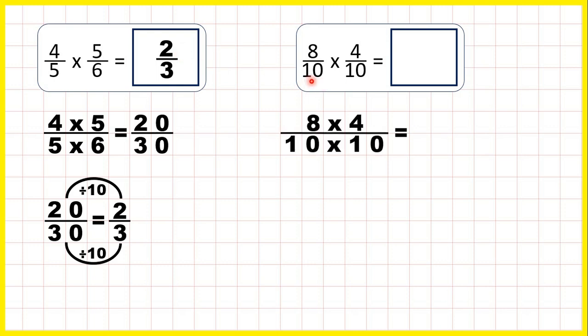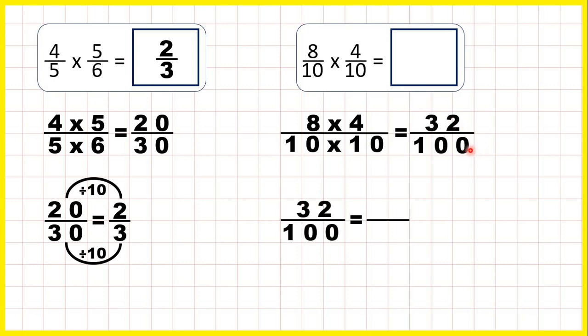Now 8 tenths times 4 tenths, so we can multiply the numerators and we get 32, multiply the denominators and we get 100. But 32 over 100 can be simplified. Both 32 and 100 are obviously in the 2 times table, so we could divide by 2, but where we can, try to find the highest common factor.